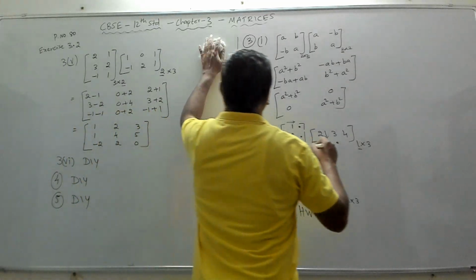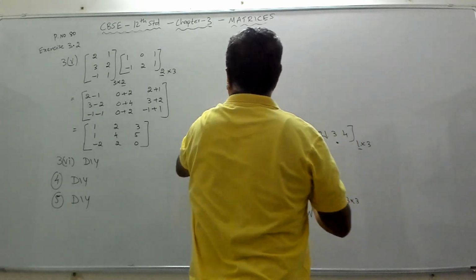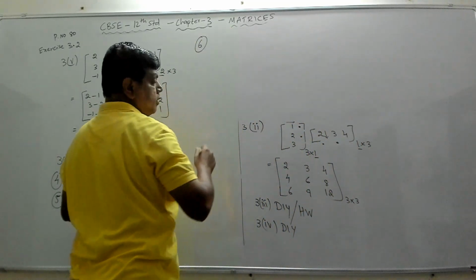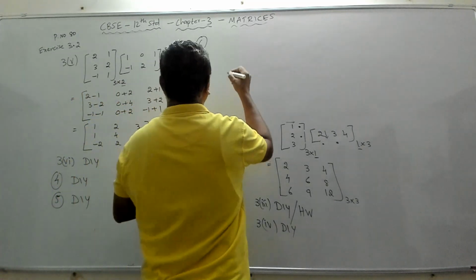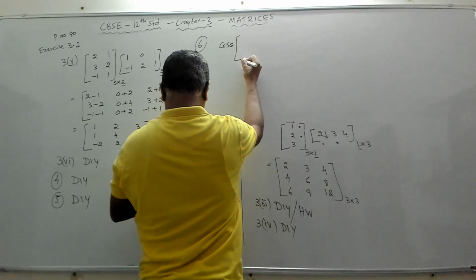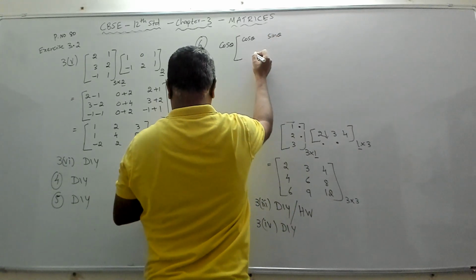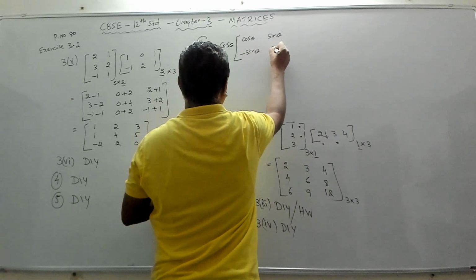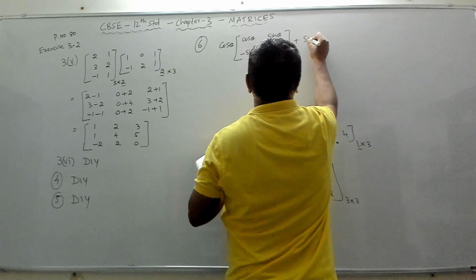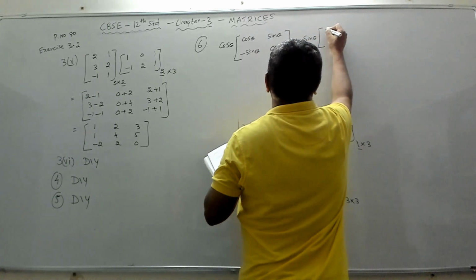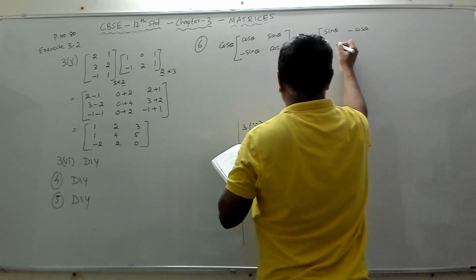So I'll go to the sixth one. I'll do the sixth problem. So what is the sixth problem here? The sixth problem is simplify: cos theta into the matrix cos theta, sin theta, minus sin theta, cos theta, plus sin theta into the matrix sin theta, minus cos theta, cos theta, sin theta.